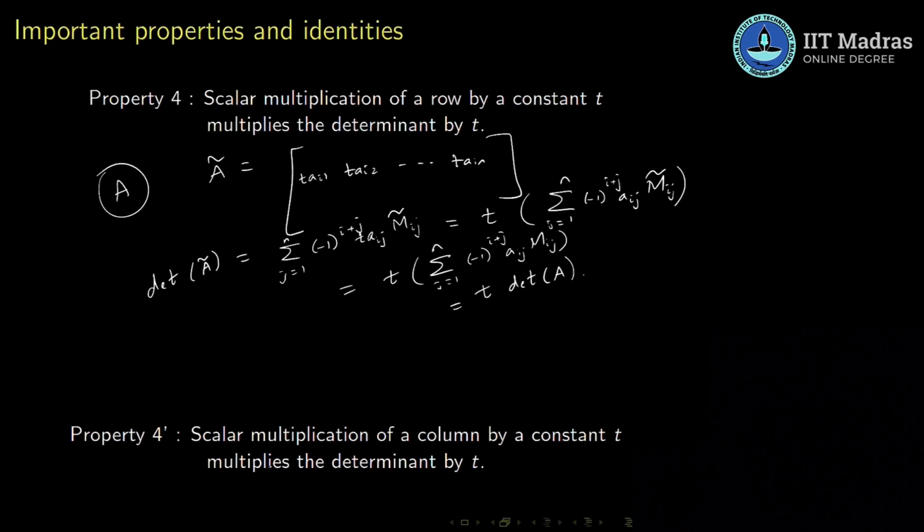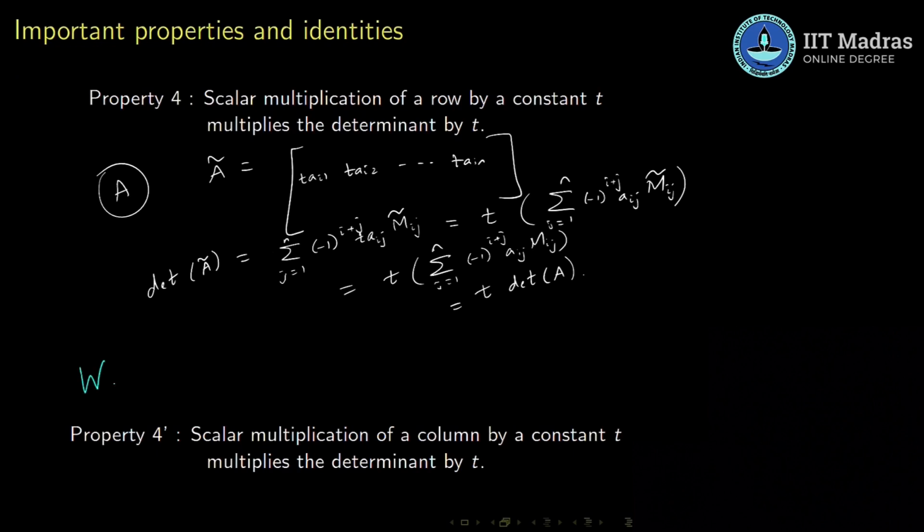Fine. So what is the upshot? The upshot is that if you multiply a particular row by t, then in the determinant it comes out. Okay, the same thing holds for columns. So I'll suggest that you check this. There you will have to expand along columns. Okay, so I'll also put in a warning here, because this is something that students often make mistakes with.